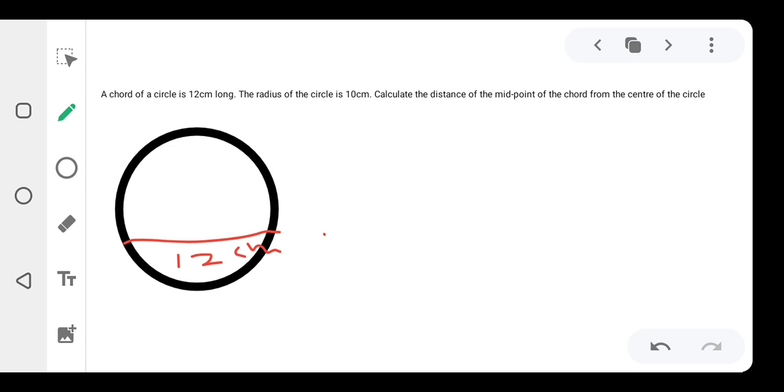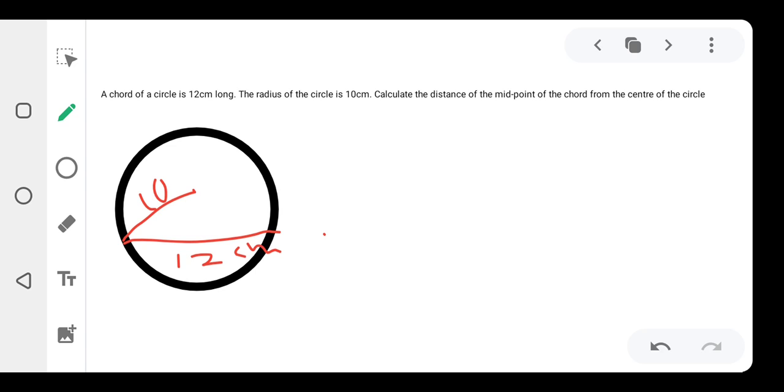So the radius of the circle is 10. A radius is going to be from the center. Let's say this is the center of the circle. They say the radius is 10. The one I drew initially is not the radius because it doesn't touch the circumference. Sorry, so this is the radius of the circle.